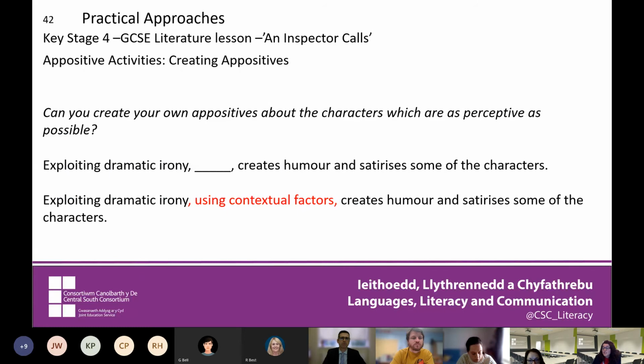Once they've had a go at matching appositives, you can get them to move on to filling in the blanks to create their own appositives. For example, exploiting dramatic irony, blank, creates humour and satirises some of the characters. So you've got an example here: exploiting dramatic irony, using contextual factors, creates humour and satirises some of the characters.